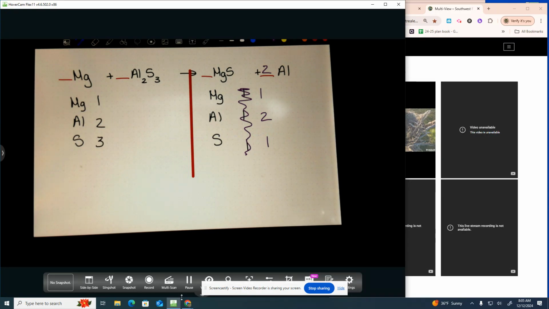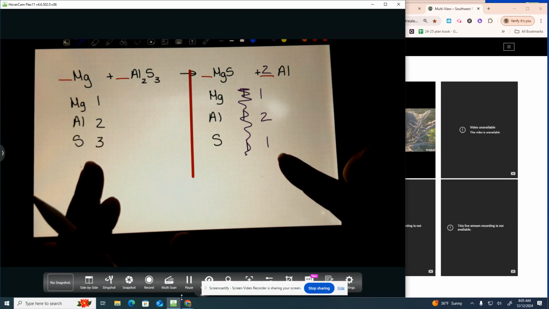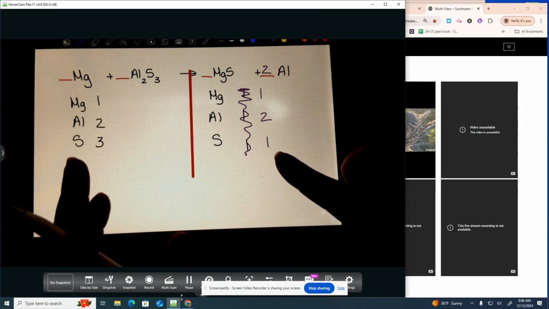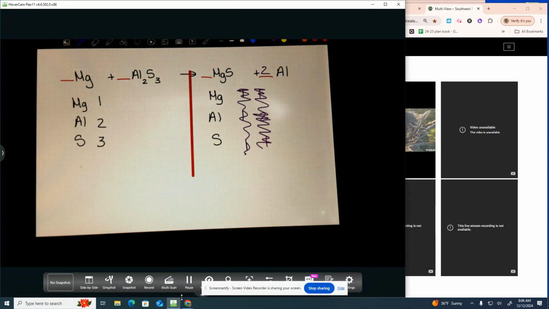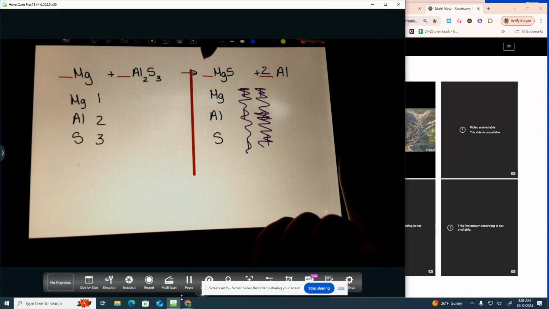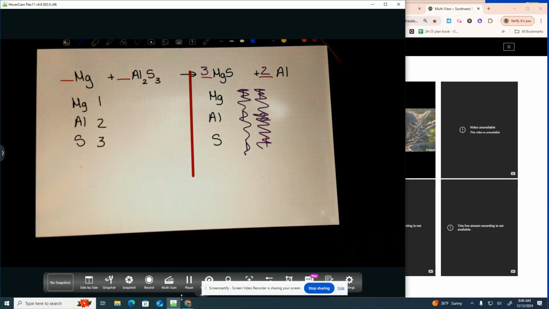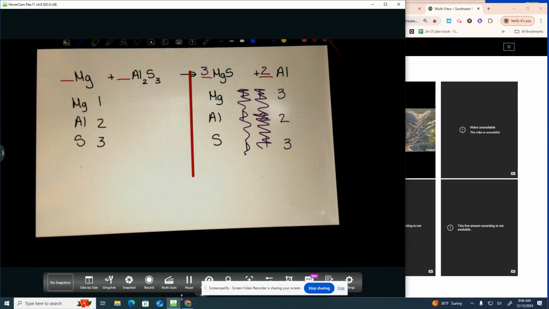All right, now my sulfurs don't match. You with me? So what side am I working on? The reactant side or the product side? Product side. In front of the MgS. Once I determine that, please erase these numbers. Get rid of them. Don't look at them ever again. What number am I going to put here that will give me 3 S's? 3. Now I recount. 3 magnesiums, 2 aluminums, 3 sulfurs. Okay?